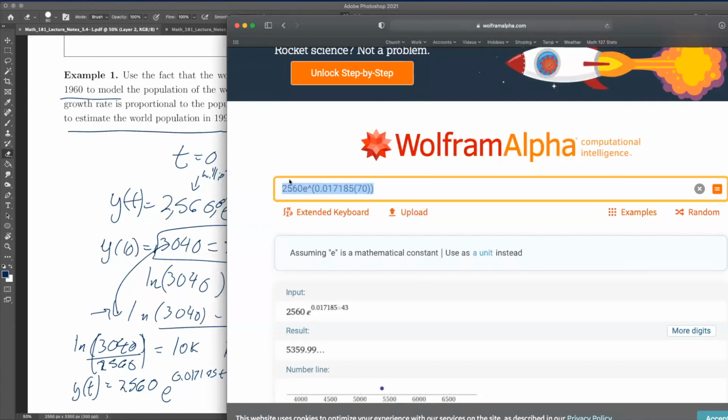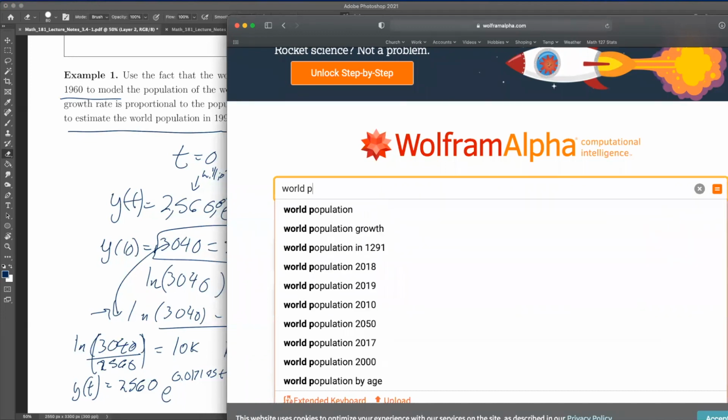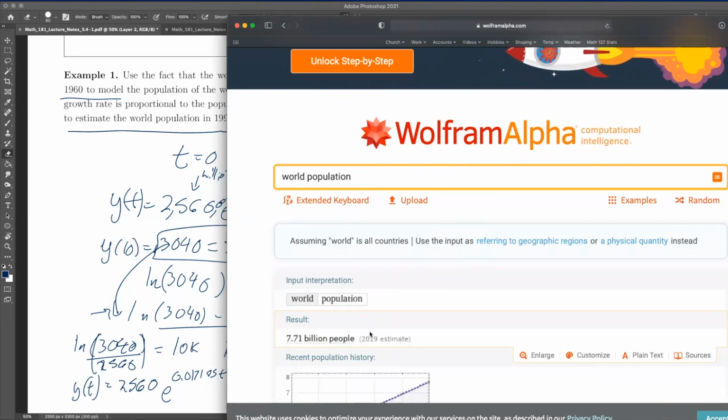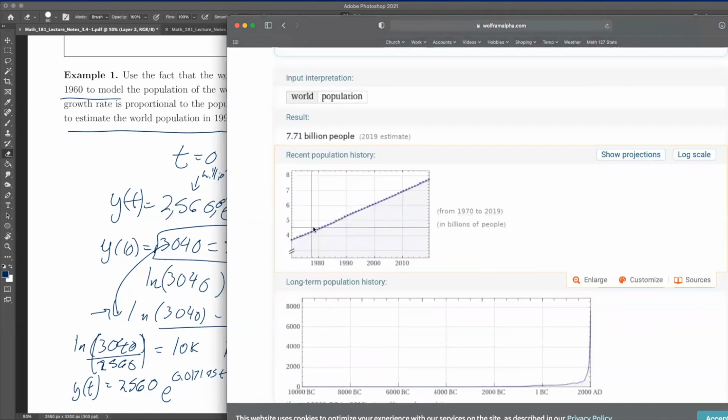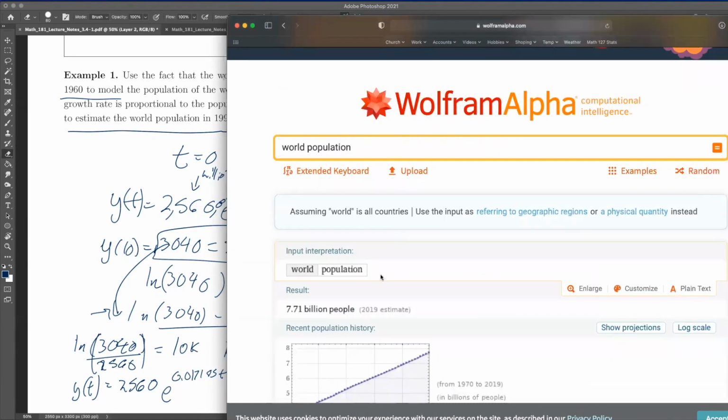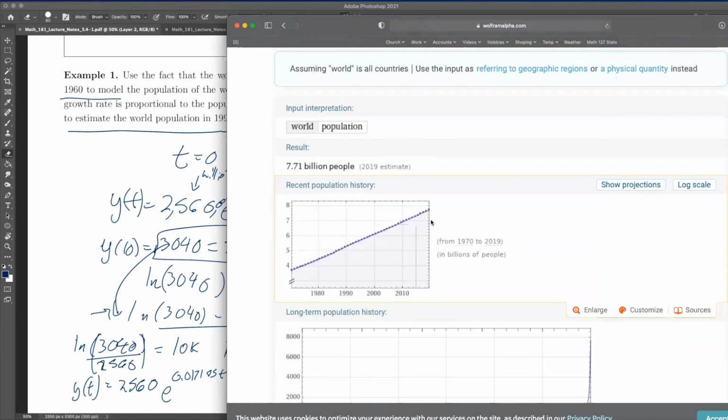I think we're actually on Wolfram Alpha. World population. There we go. It's not bad, right? Here's an actual chart of the world population. Notice here, and boom, exponential growth, right? It's just what it is.